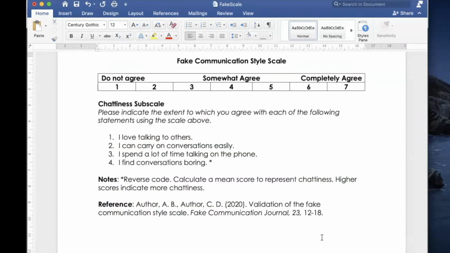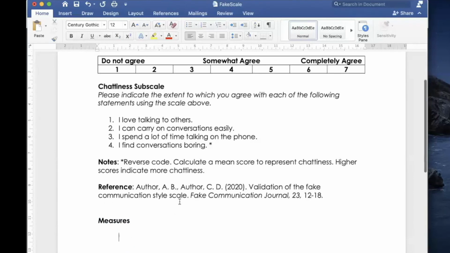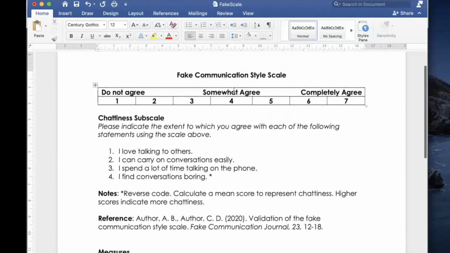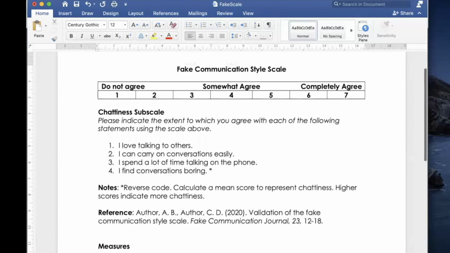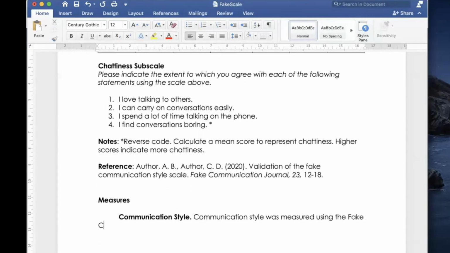Okay, and the last thing I'm going to show you is how to write up your own measures section. So you would have Measures, and then, oops, that is bolded, and anything under it, any variable, would have its own heading. So we'll call this Communication style, and you would bold this, and then we would say, communication style was measured using the fake communication style scale, and then you would reference it. So it was author and author, 2020. So again, this is all fake stuff.